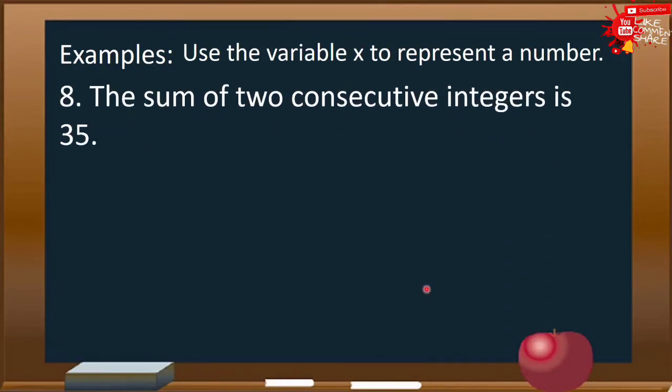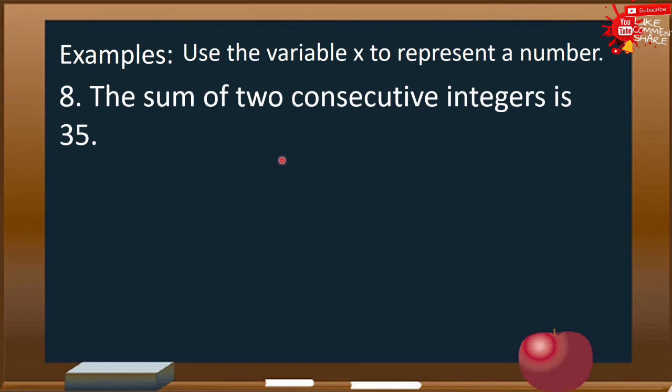Now let us have our example number 8. So we have here the sum of two consecutive integers is 35. Since we are talking about integers, and we have here the word consecutive, consecutive means the next integer. So in Tagalog or in Filipino, magkasunod. So for example, we have 3, 4. So 3 and 4 are consecutive integers. 11 and 12 are consecutive integers. So we have -2, -1. So these are consecutive integers.